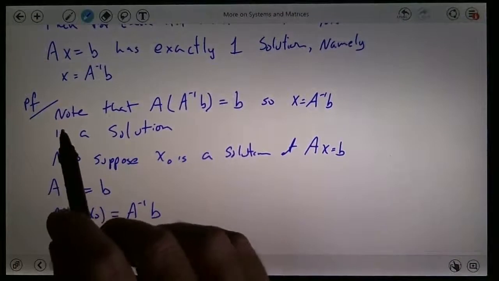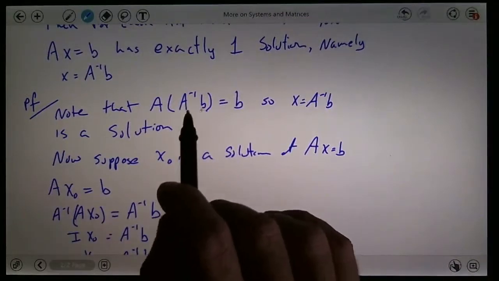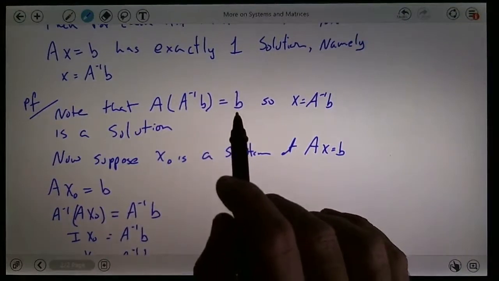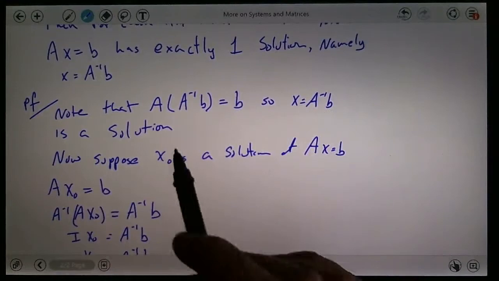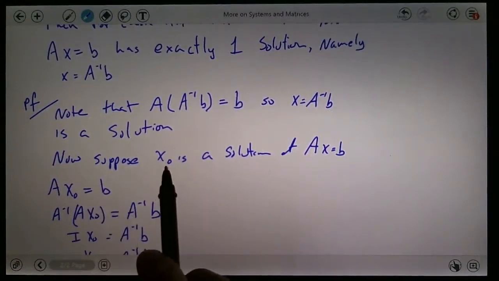But here's the proof. First of all, we want to note that A inverse B is a solution. So I plug it in here. A times A inverse B does equal B. So this is a solution. Good. Now, suppose we have some other solution.